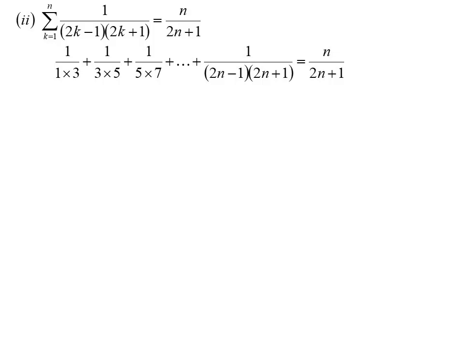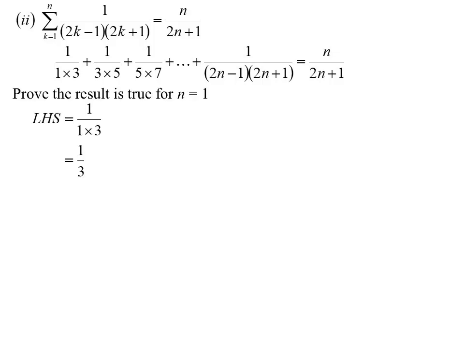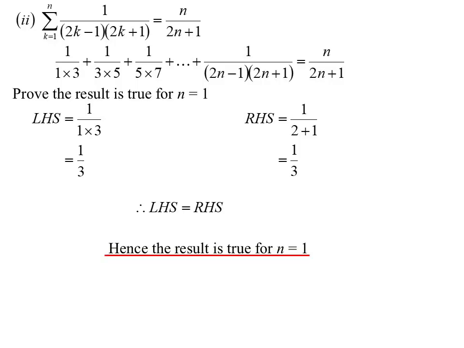We write that down. I'm going to prove it's true for n equals 1. Left-hand side, when I substitute in, we get 1/3. Right-hand side, 1 on 2 plus 1. Yes, that's also 1/3. Excellent. We've got our first case. We know that to be true. I'm now going to assume it's true for n equals k.